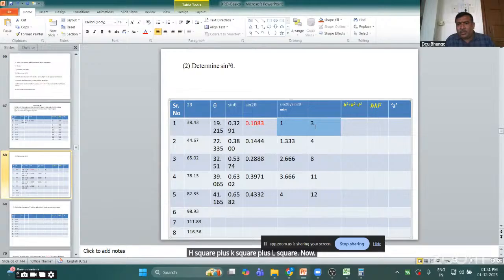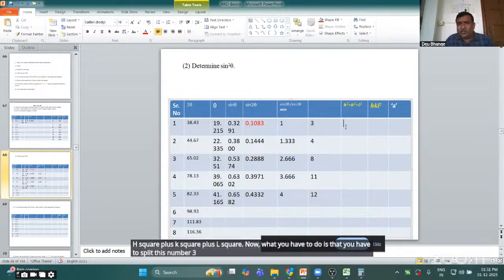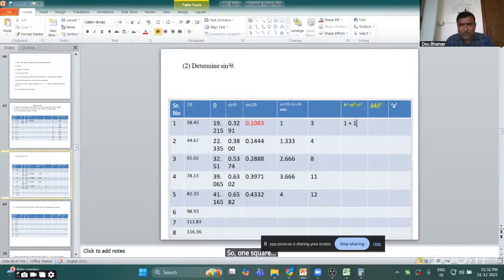Now what you have to do is split this number 3 in such a way that it is a sum of squares of integers. So 1 square plus 1 square plus 1 square. You will get 1 1 1. Now this is 4. You have to split this number in such a way that it is 2 square plus 0 square plus 0 square. It will be 2 0 0. This is 8. It will be 2 square plus 2 square plus 0 square.